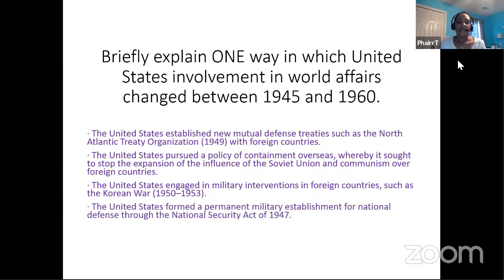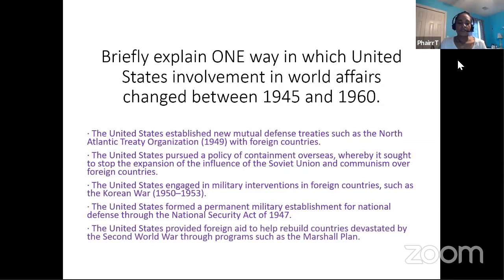And then you can mention the fact that the United States formed a permanent military establishment for national defense through the National Security Act of 1947. What did that entail? How did other countries respond to that? And then you could also talk about how the United States provided foreign aid to help rebuild countries that were devastated by the Second World War through programs such as the Marshall Plan. How do we plan to spend money? How do we get other countries to come in and spend money as well? What kind of economic aid did those countries need at the time?